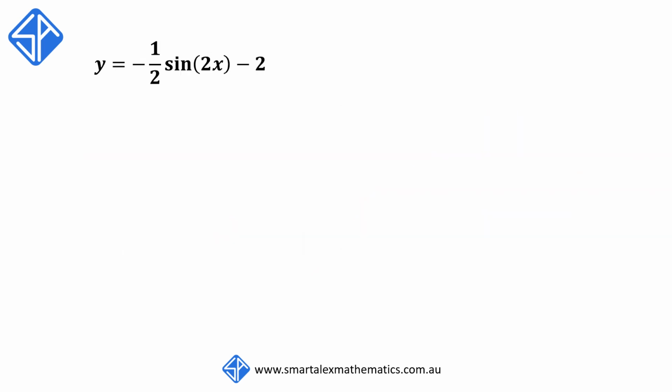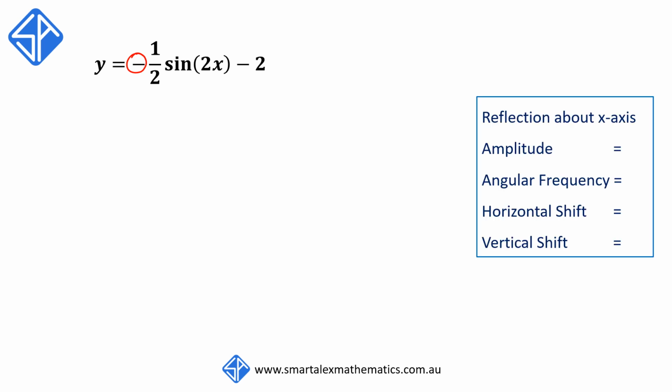Our third example is y equals -1/2 sin 2x minus 2. In this example, there is a negative sign in front of the sine function. This means that the original sin x graph is reflected about the x-axis. The amplitude is given by the number in front of the sine function, which is 1/2. The angular frequency is given by the coefficient of x, which is 2. There is no horizontal shift in this example, but we do have a vertical shift of -2.